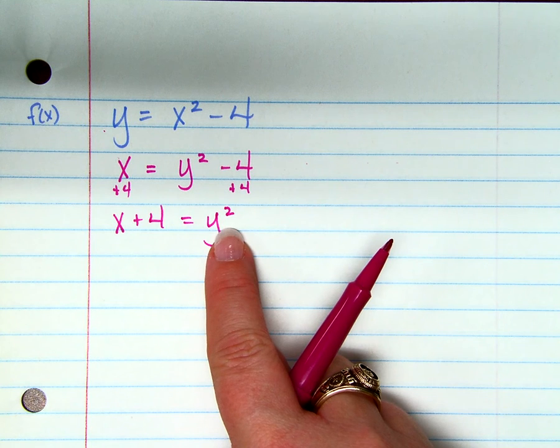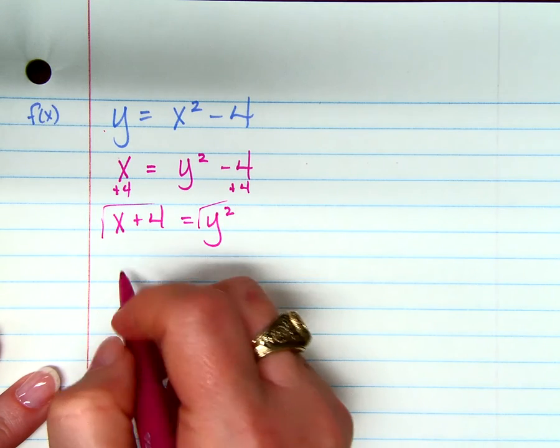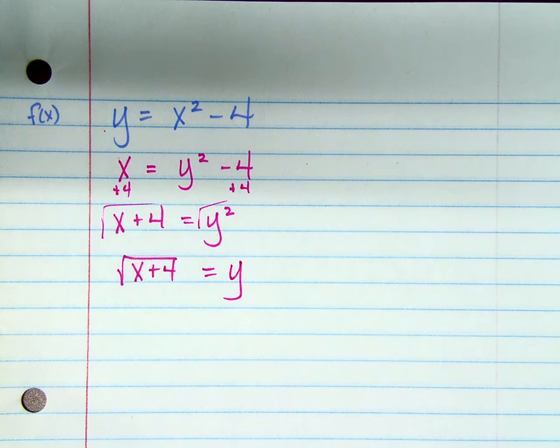How do you undo a squared? The square root, okay? So the square root of x plus 4 equals y. Is that a function? In order to know that, you got to remember what square roots look like. Right?